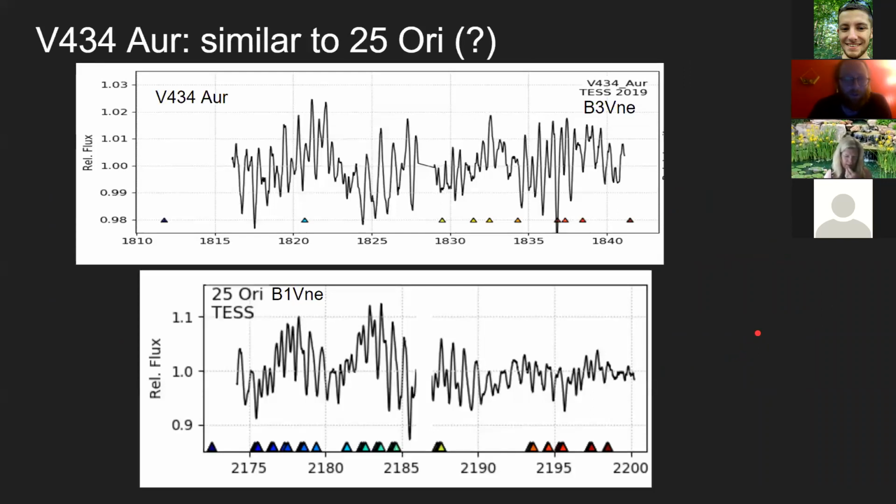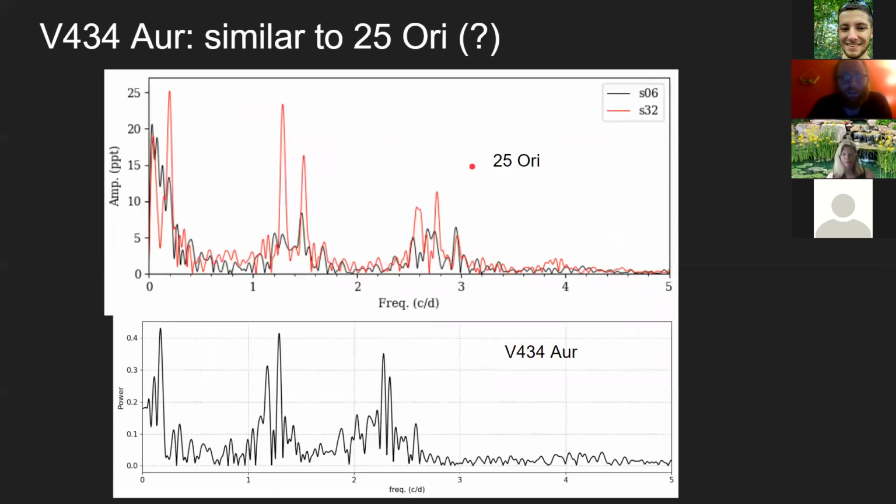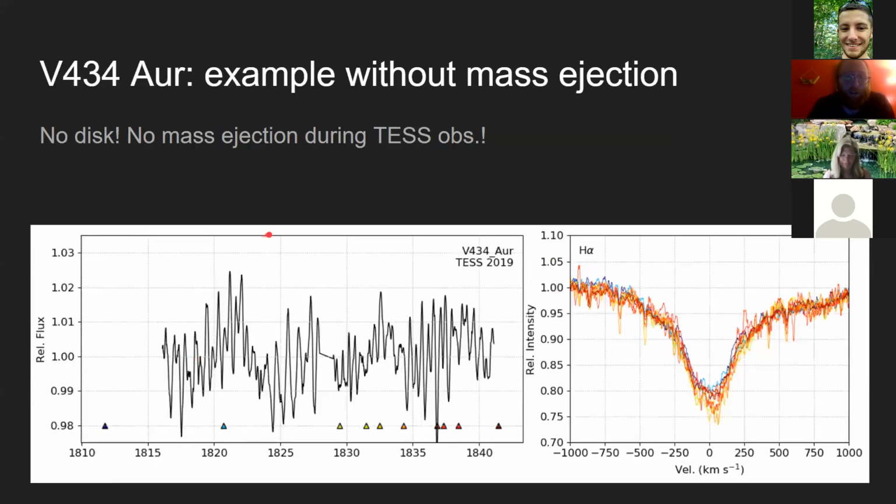So if that seemed like we are understanding these Be stars, maybe not. This is another Be star that has a lot of similarities to 25 Ori, which is kind of an arbitrary choice, but this was also observed with spectra many times over its TESS baseline. We see similar behavior in the TESS light curve, and they have very similar frequency spectra. The top is 25 Ori, on the bottom is this other star. They both have frequency groups, they have low frequency changes. But for this other star, V434 Aur, there is no mass ejection and no disk at all during the TESS baseline.